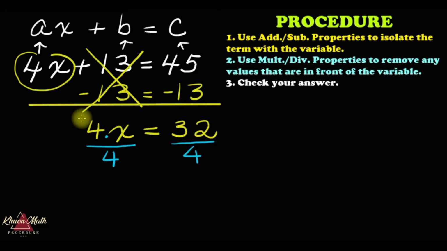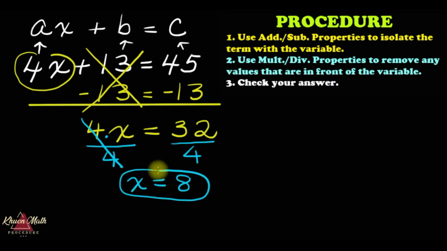So here 4 divided by 4 is 1. So you're left with 1x, or you're left with x. They're the same thing. 1x and x is the same. And here 4 goes into 32 8 times. Okay, so x is 8. So that's step 2. And then step 3, you can check it.